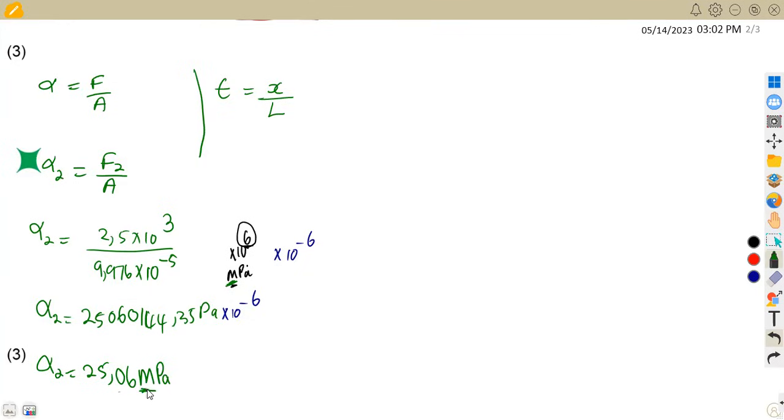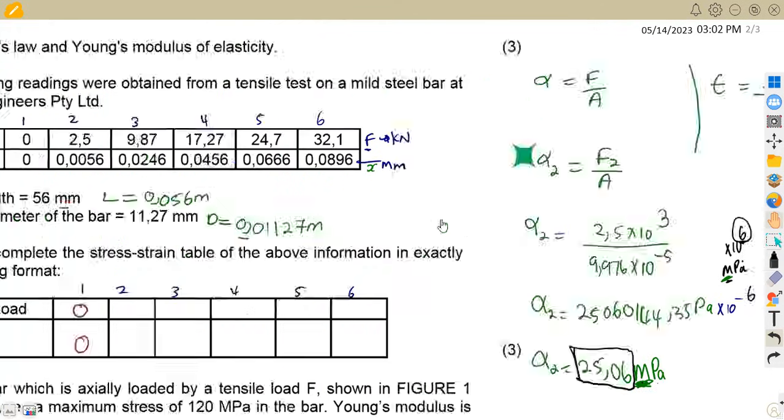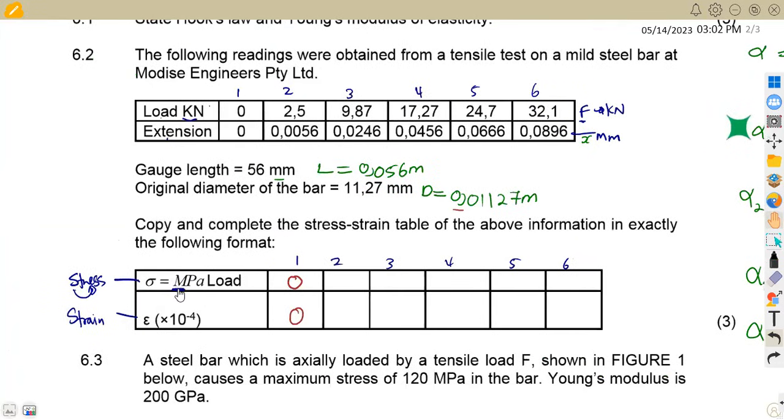So take note, this is supposed to be in megapascal. So the answer that we need is the 25.06, which is in megapascal. That's why we have to convert. So we need the answer there, which is 25.06. You do the same thing for the 3rd, for the 4th, and so on.